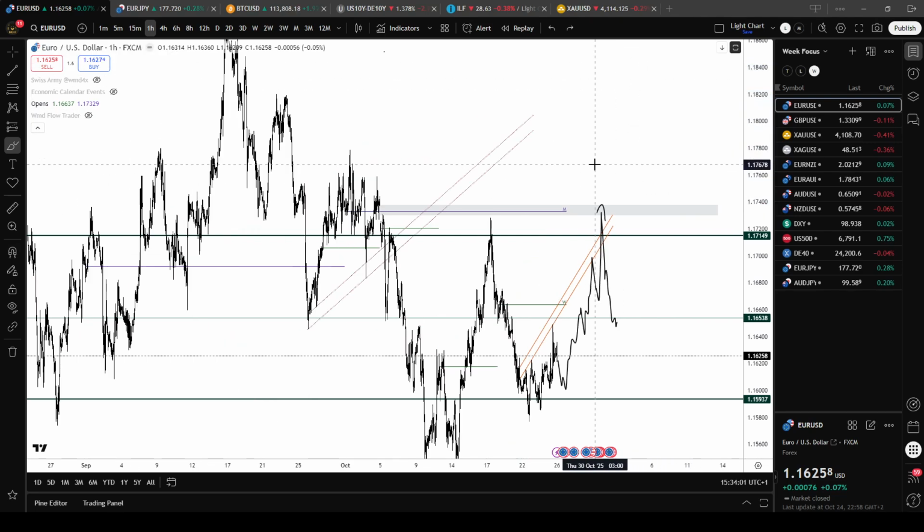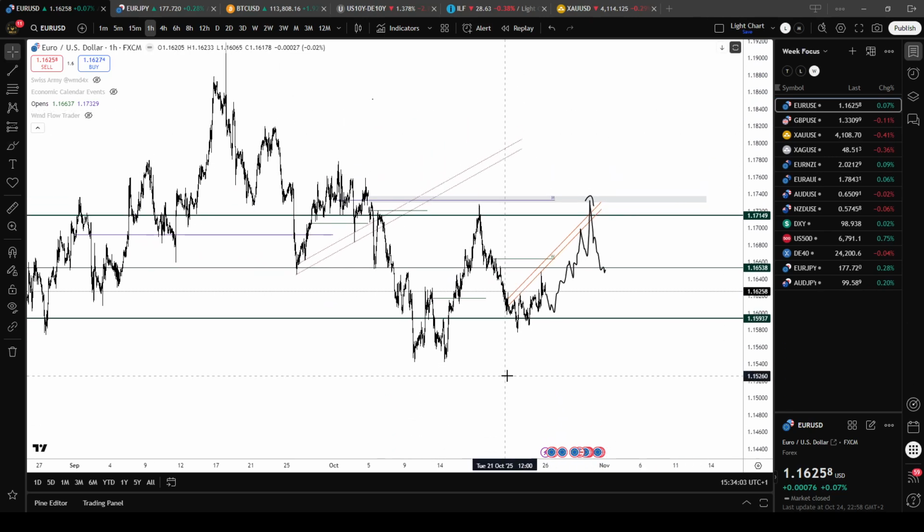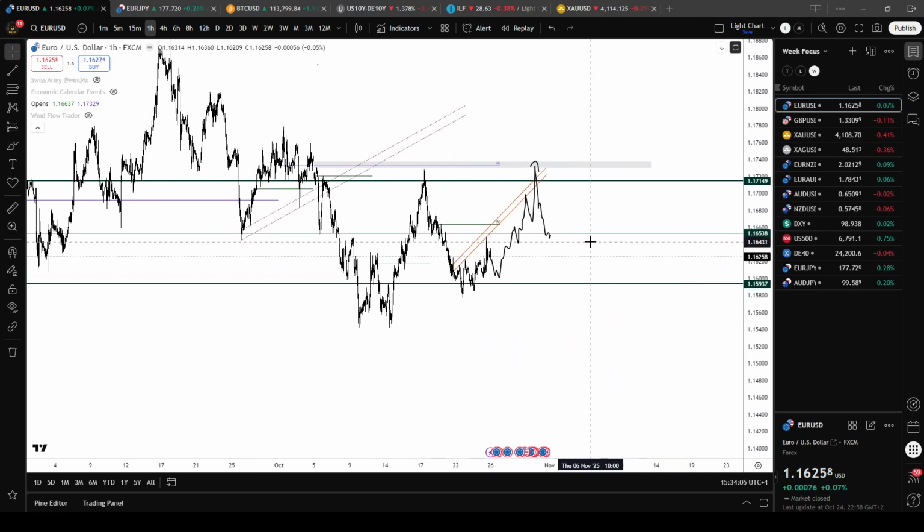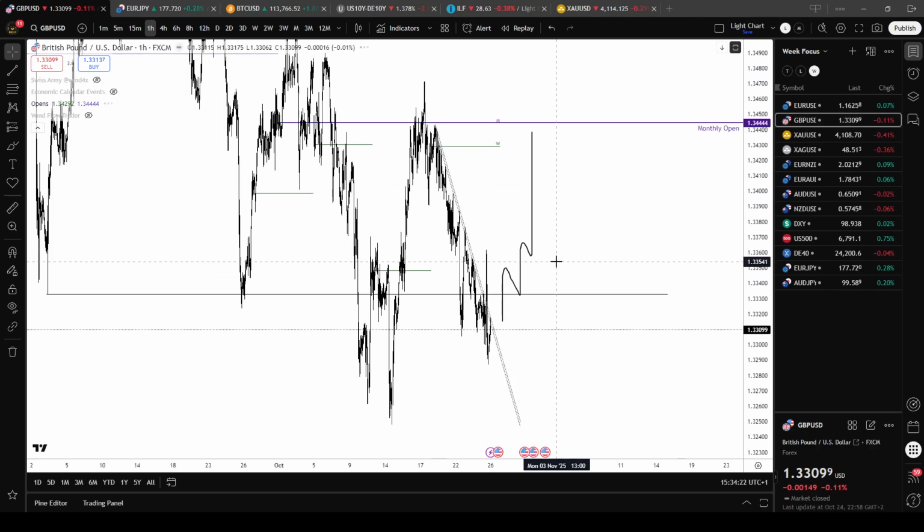But yeah, I think a rotation lower would hurt many people, especially after taking this high, retesting the monthly open and filling the gap. This is my dream scenario, and I don't think anybody's ready for that. So let's move on to GBP. Okay.